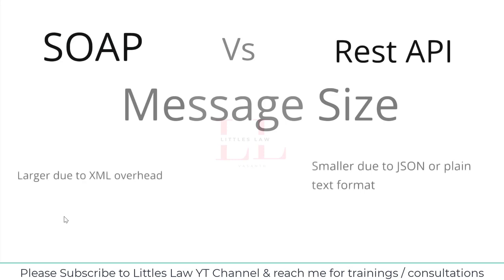So SOAP is larger basically, but when it comes to REST, we all know it is built on top of JSON. REST messages are generally smaller because they can use more compact data formats like JSON. JSON is very compact and this reduces the bandwidth required and speeds up the communication, which makes REST more suitable for applications where performance is a critical factor.